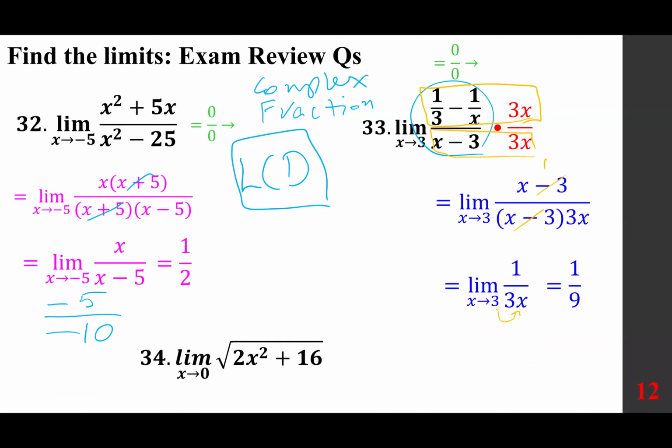We want to evaluate this limit. All you have to do is plug in. When you plug in, you get the square root of 16, which is 4. So sometimes when we plug in, we get to the answer and it's fine.